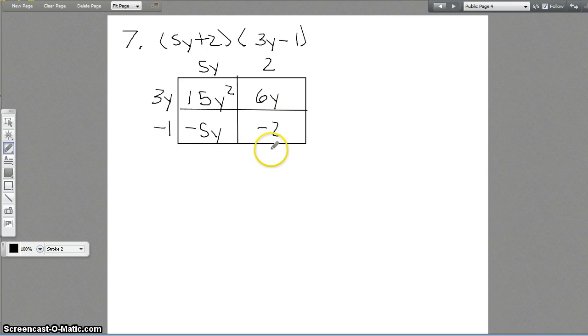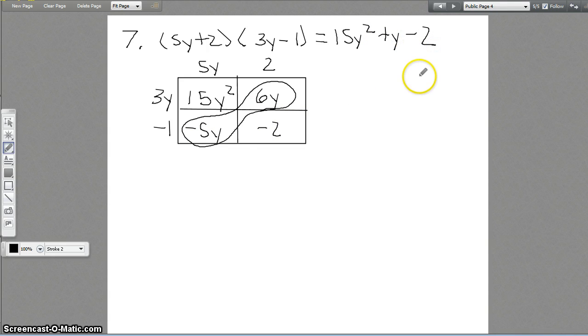What is our answer? Making the grid is not sufficient. We have to actually get our answer too. So 5y plus 2 times 3y minus 1. Well, our first box is 15y squared. And then we have 6y and minus 5y. 6y minus 5y is just y. And then we have a negative 2. So that is going to be our answer for number 7. This is part B. You just write out your diagram and work it. This is number 7, which is just like number 12.